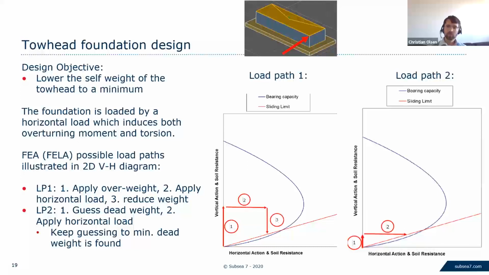The other option is a bit more guessing, load path 2. Then you guess a dead weight, and then you apply the horizontal load, and you see if it failed or if it didn't fail. If it didn't fail, you reduce, and you keep guessing until you have the correct dead weight, the lowest possible one. So this load path 2 is more complex. It takes more guesses. So load path 1, of course, is recommended.